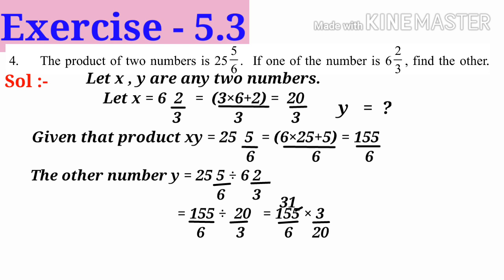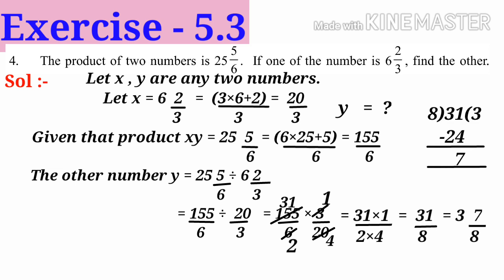On simplification by 5, 5 31 ja, 5 4 ja. On simplification by 3, 3 1 ja, 3 2 ja. In the numerator 31 into 1, in the denominator 2 into 4, that is 31/8. By dividing 31 by 8, we get 3 7/8 is the other number.